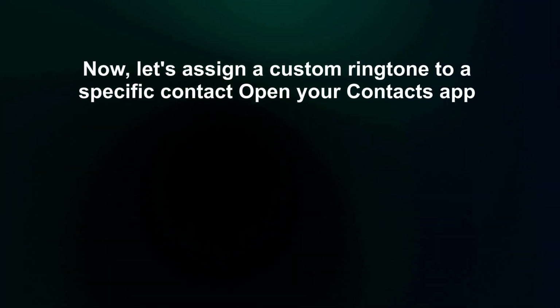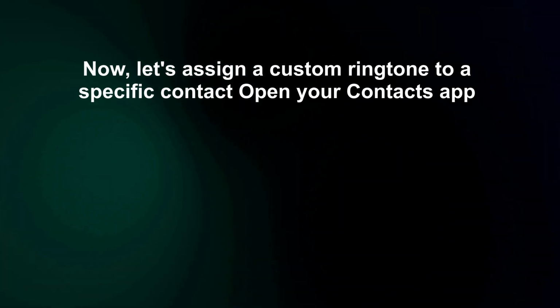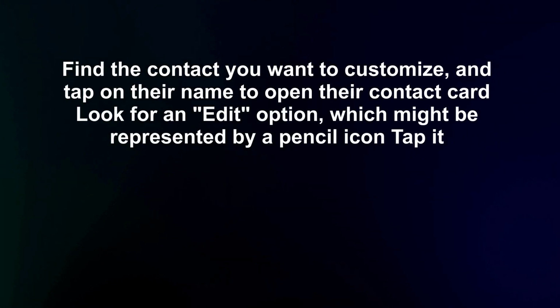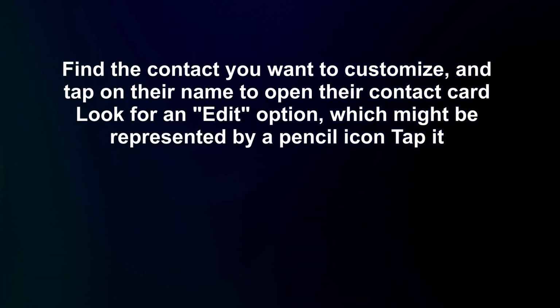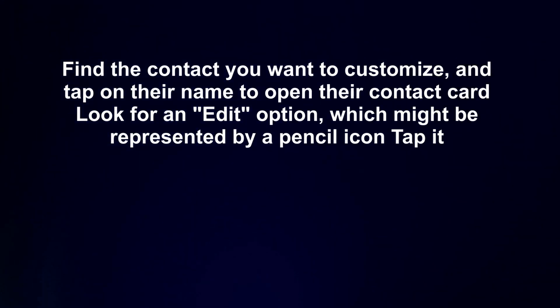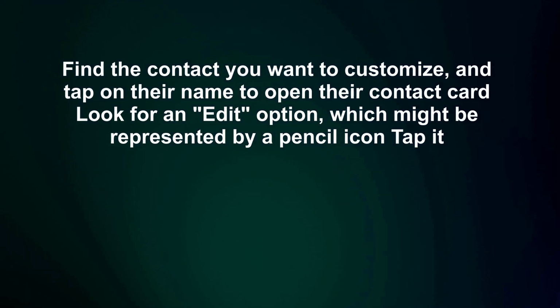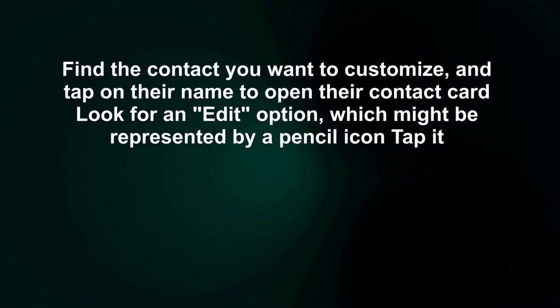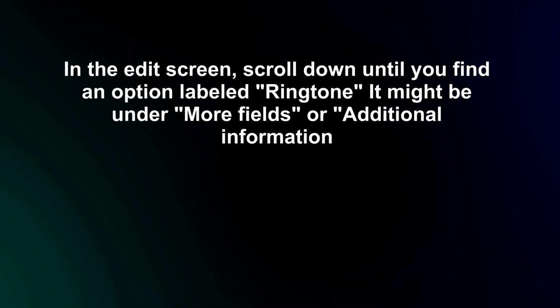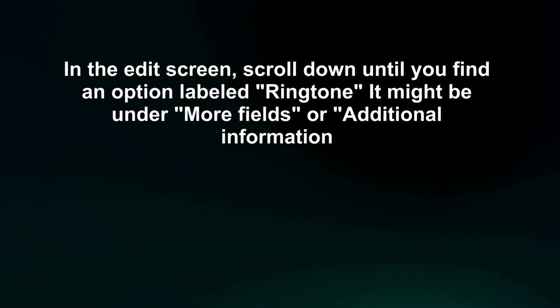Now, let's assign a custom ringtone to a specific contact. Open your Contacts app. Find the contact you want to customize, and tap on their name to open their contact card. Look for an Edit option, which might be represented by a pencil icon. Tap it. In the Edit screen, scroll down until you find an option labeled Ringtone.